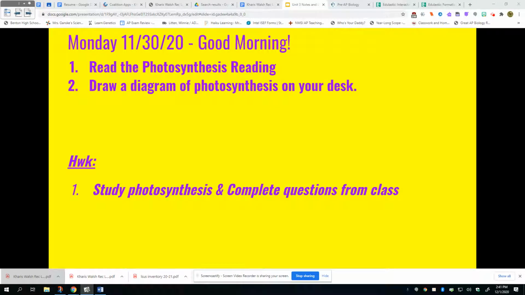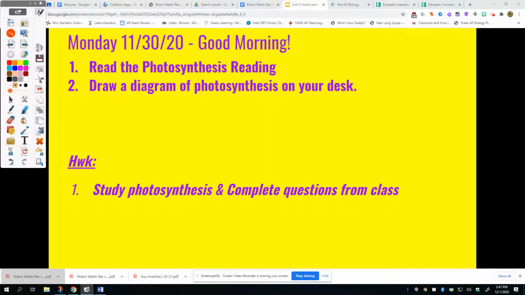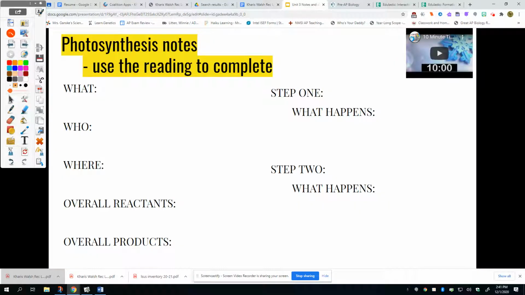Alright guys, so today we're going to be talking about photosynthesis. You've been doing the reading on photosynthesis and hopefully you've drawn a diagram of what you know about photosynthesis. Now we're going to look at some specifics about photosynthesis and take a few notes based on what you read. So let's talk about just some basics.